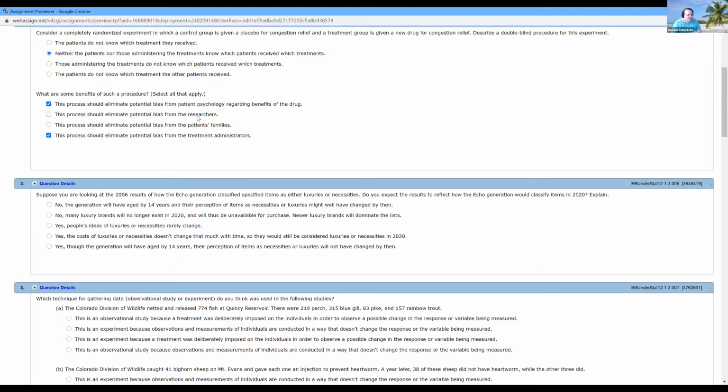But researchers, they need to know what drug you're getting because they have to figure out which one did good and which one didn't. So the key here was researchers are not the same as treatment administrators. In fact, they shouldn't be if you want to be fair.